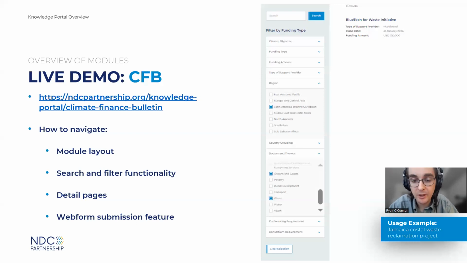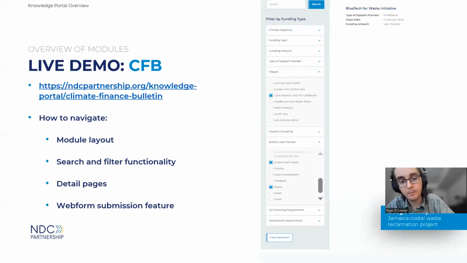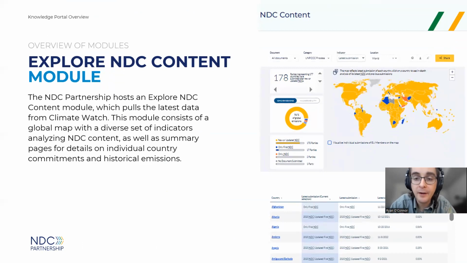So that is the Climate Finance Bulletin. And then finally, in addition to our 4 primary modules, which we have on the Knowledge Portal, we also have an Explore NDC Content module. So the partnership hosts an Explore NDC Content module, which pulls data directly from ClimateWatch, the ClimateWatch data platform.